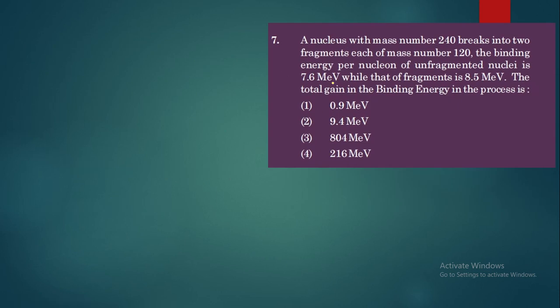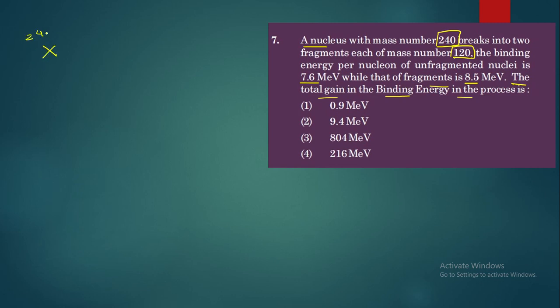Here in this question, a nucleus is given whose mass number is 240. It breaks into two fragments of mass number 120. The binding energy per unit nucleon of the unfragmented nucleus is given to be 7.6 MeV, while that of the fragments is 8.5. And in this question, we are supposed to calculate the total gain in the binding energy in this particular process.